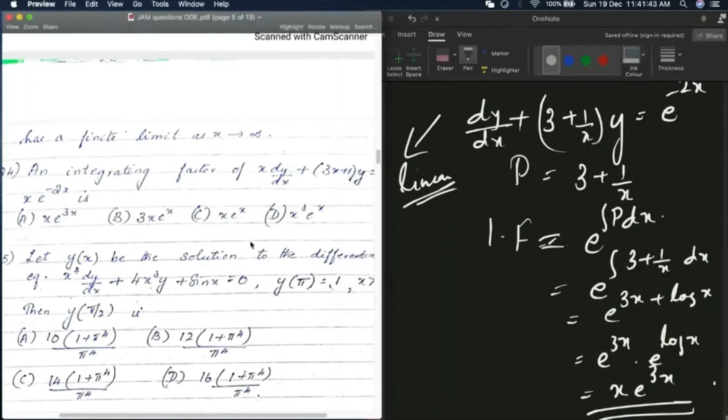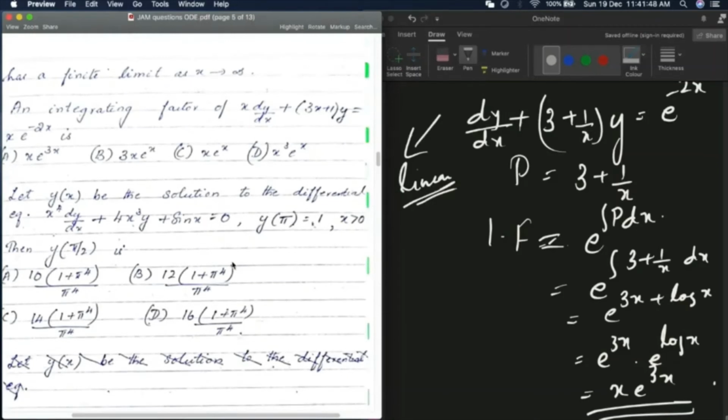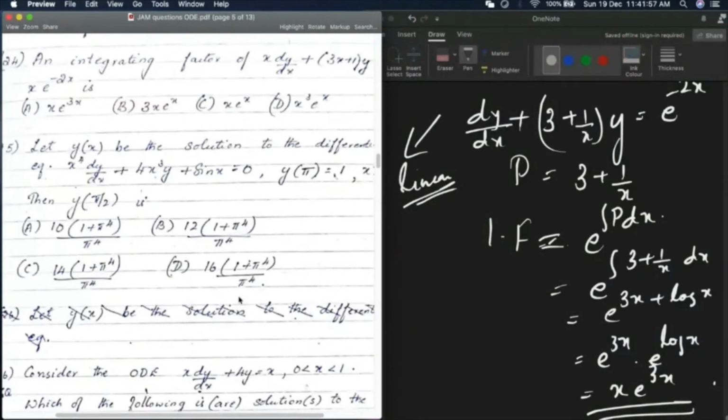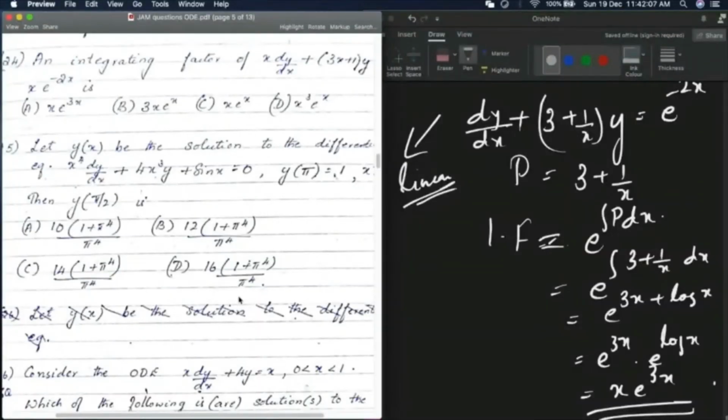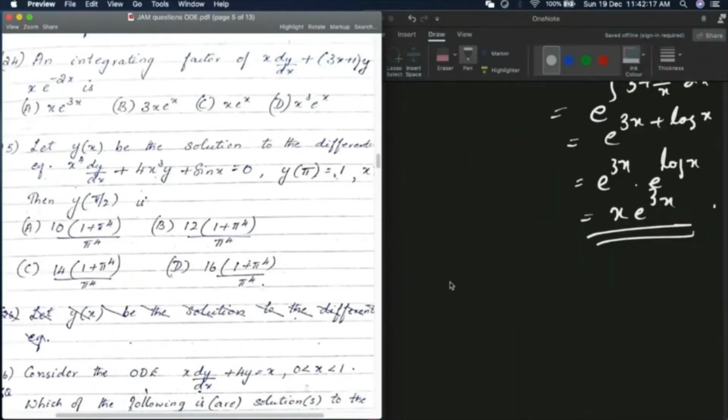Let y(x) be the solution of the differential equation x raised to 4 dy by dx plus 4x cubed y plus sin x is equal to 0, and y of pi is equal to 1, for x positive. Then find y of pi by 2. Again, you have to find the solution. I think this is also a linear differential equation. I'm seeing only one y there, and the rest are all functions of x. You can divide throughout by x raised to 4, and it's linear. Direct linear and direct exact, it's very easy.